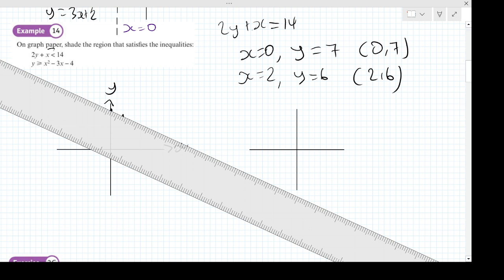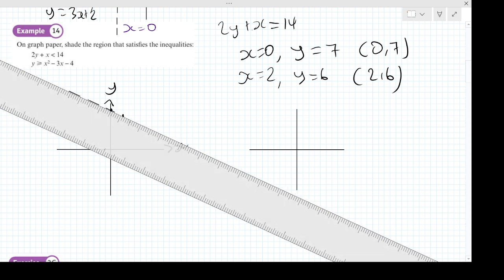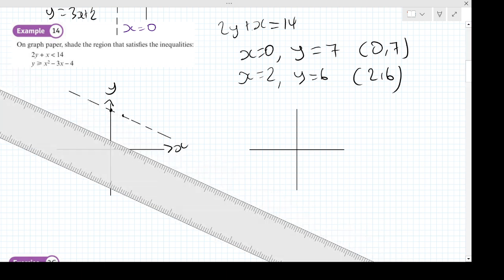However, again, I need to pay attention to the inequality. It's a strict inequality. That means we need it to be dotted to exclude. So we draw the line, but it's going to be dotted. There we are. Cool. So then that'll be the line 2y add x equals 14.